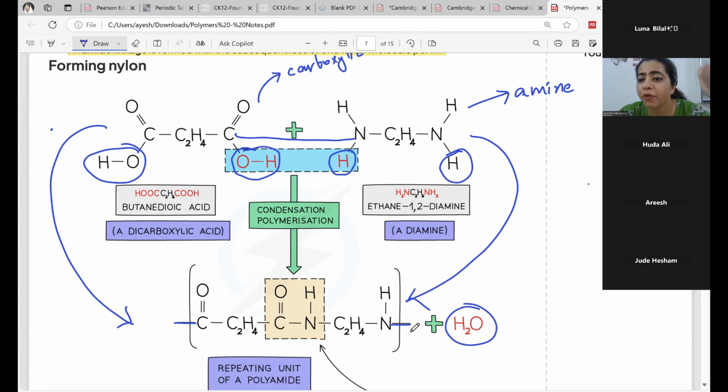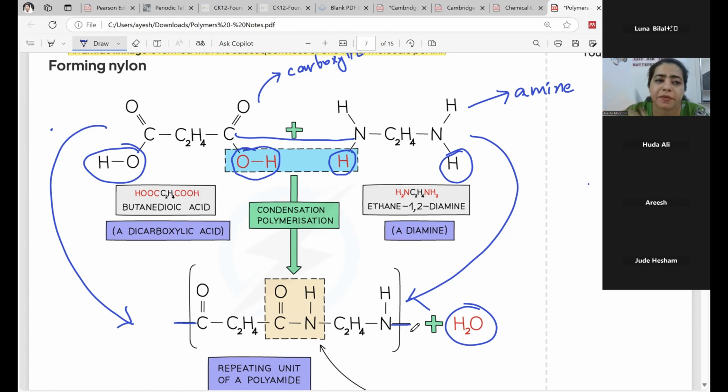So on both sides, we are going to remove the same HOH that they remove to make the water before, and then put the square bracket. It means this one is going to continue again and again on both sides. It can connect with more and more dicarboxylic acid and diamine.